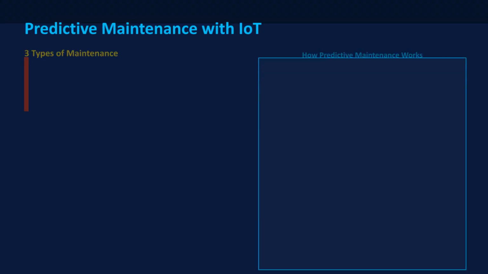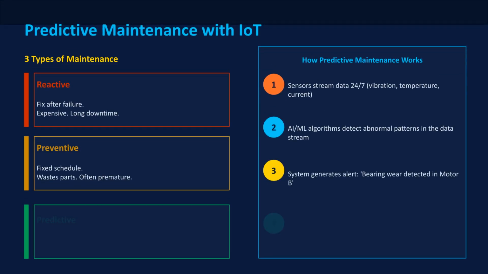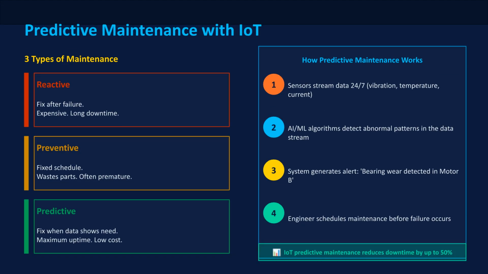lightweight nature. Predictive maintenance is a significant advancement over reactive and preventative maintenance. It uses continuous sensor data and AI to identify developing faults, allowing maintenance to be scheduled precisely when needed. This approach can reduce unplanned downtime by up to 50%.